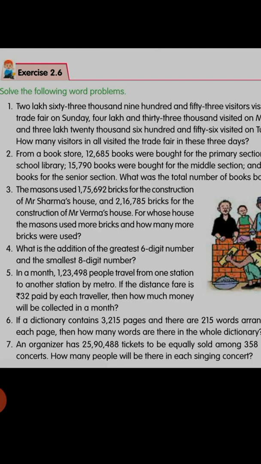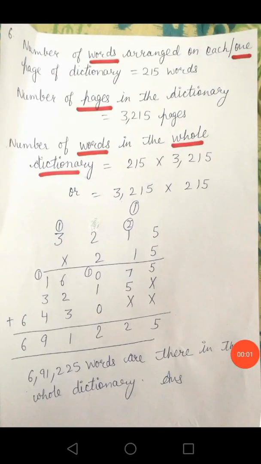So here you need to make one to many. You need to change one to many. So when changing one to many, you need to multiply. So first of all write. Number of words arranged on one page of the dictionary, that is 215. Then number of pages in the whole dictionary, that is 3,215. So you need to find number of words in the whole dictionary. First pages were given in the whole dictionary. Now you need to find words in the whole dictionary. It means making one to many.